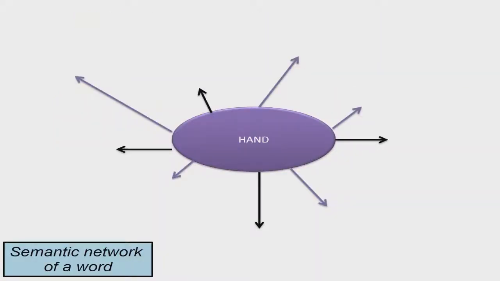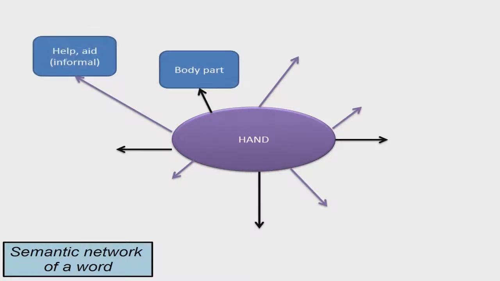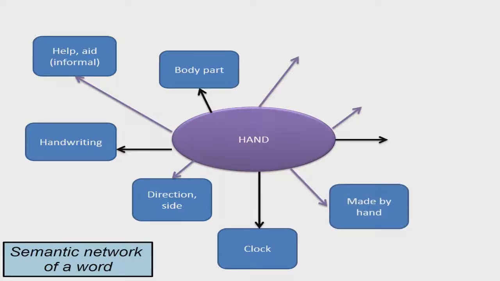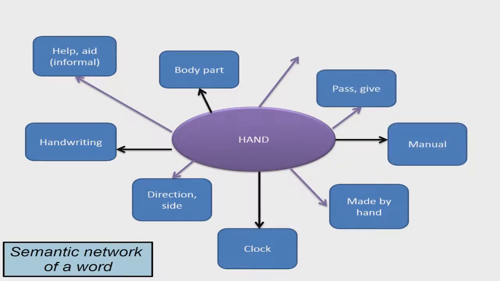Let's see an example. There is a semantic network of the word hand. First we have the relation with the body part. Next, help or aid in informal context. Then handwriting, direction or side, clock, made by hand, manual, pass or give, and then cards. So there are all the meanings that can be triggered by mentioning just the word hand.